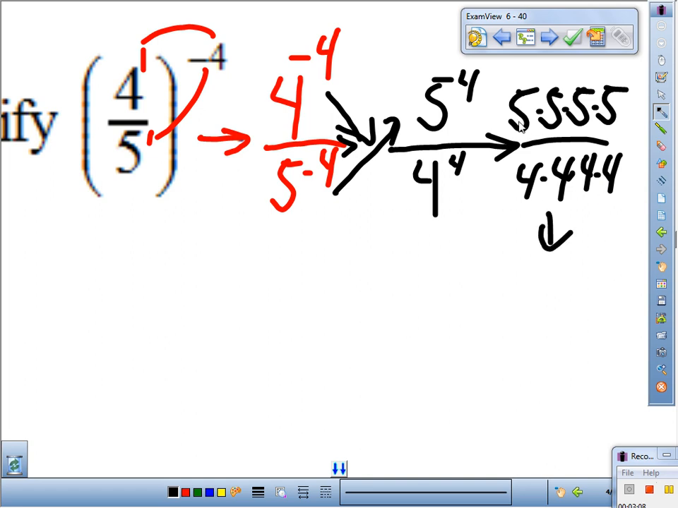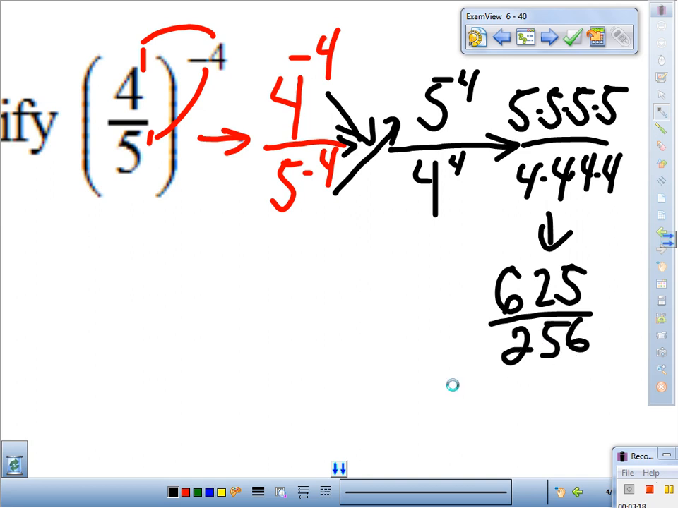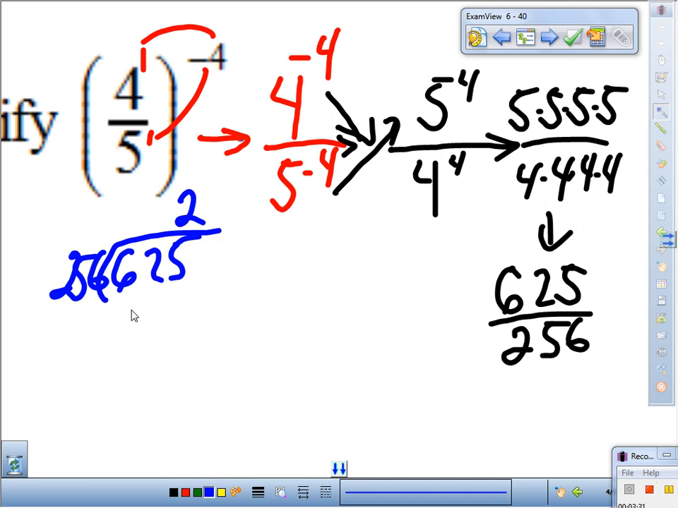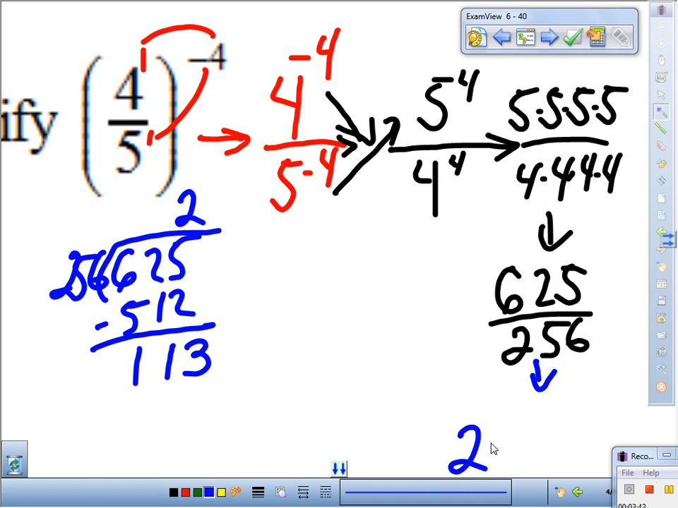I'm going to go this way. What is 5 times 5 times 5 times 5? 625. And what is 4 times 4 times 4 times 4? 256. All right. So 625 divided by 256. It fits in there how many times? 2. So that is 512. Subtract. That leaves us with 113. Therefore, this simplified is 2 and 113 over 256.